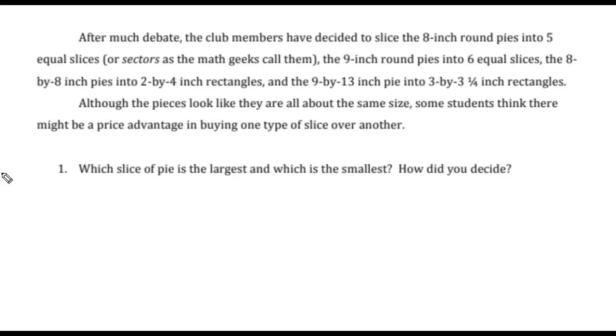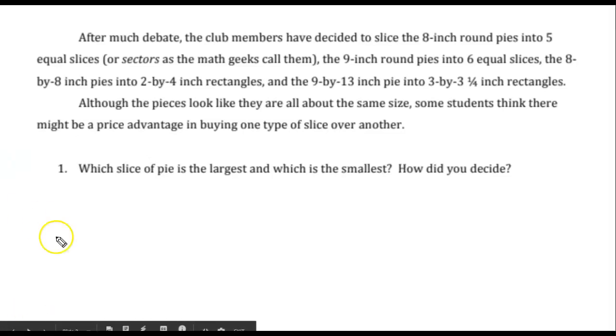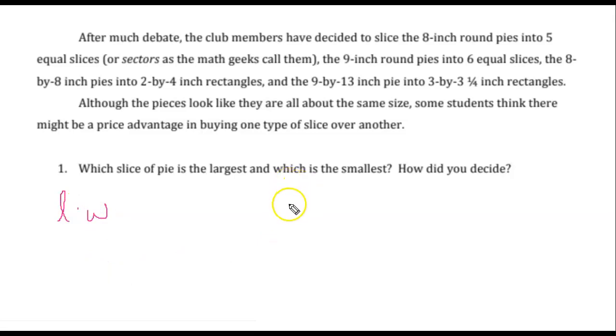How did you decide? So we need to remember our area formulas in order to find how big the pies are, if we want to think about them as area, and we are assuming they are about the same depth. Most pie pans and cake pans tend to be the same depth, so we're going to go with that. So we want to compare their area. If you recall, the area of a rectangle is length times width, and the area of a circle is pi times radius squared. So we have two basic shapes going on here.